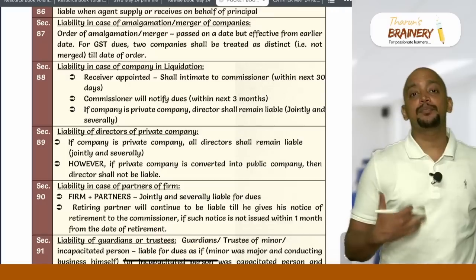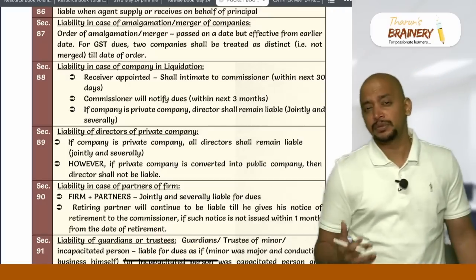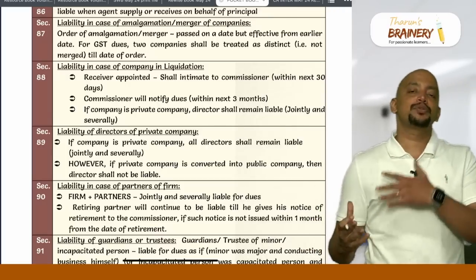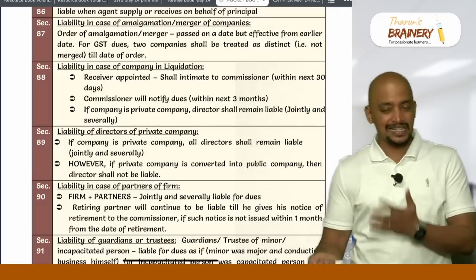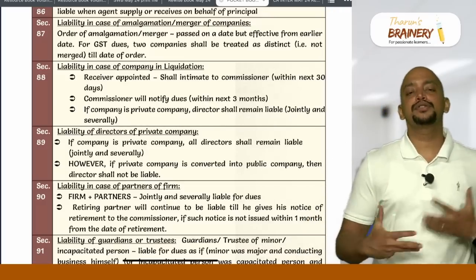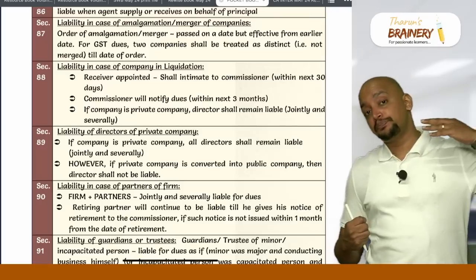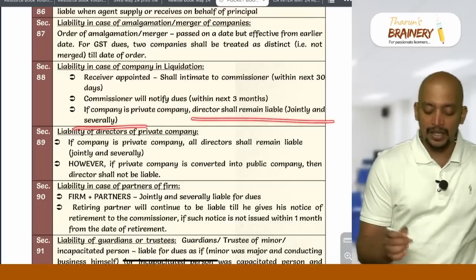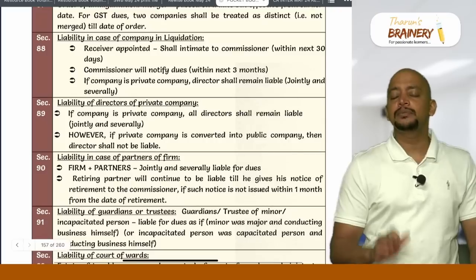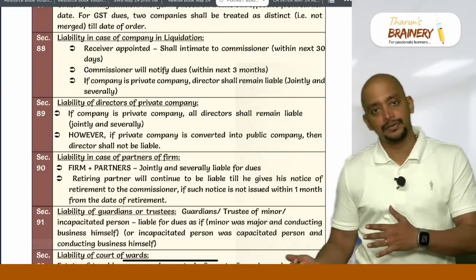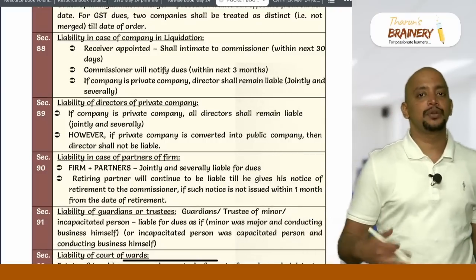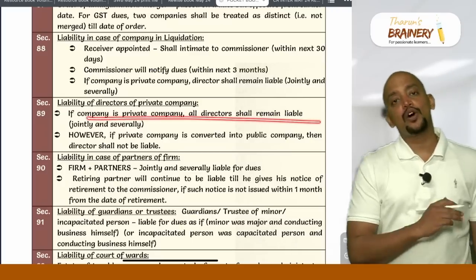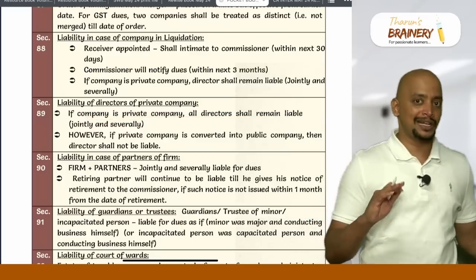What if the company is a private limited company? In case of a private limited company which is going into dissolution or liquidation, usually for a partnership we say dissolution, for a company we call it liquidation. Whenever a private limited company is going into liquidation, the directors of the private limited company are jointly and severally liable. Whereas if the private limited company is continuing, not going into liquidation, but the company has to pay some dues, can that be recovered from the directors? Yes. If the company is a private company, all directors remain jointly and severally liable.